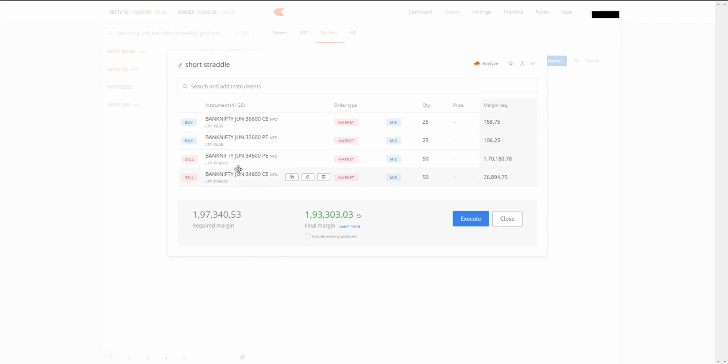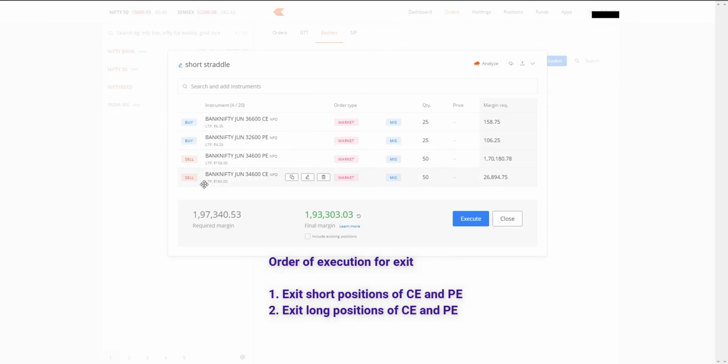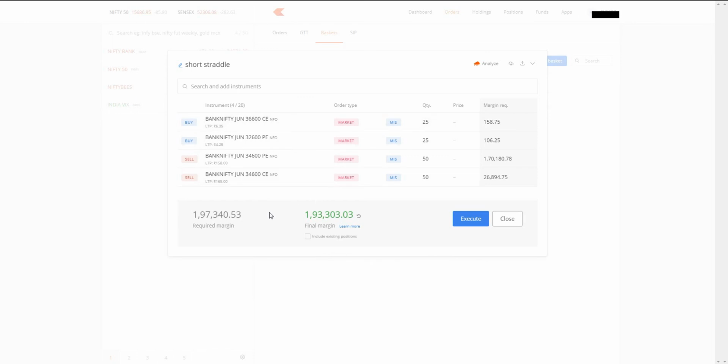And third is, when you are exiting the position, don't exit the buy options first and then the sell. First you need to exit the sell positions, and then you need to exit the positions where you have gone long. Okay, that is how you need to do it. So this is how the order of execution should be, or else you will be facing some margin penalties if you don't have enough margin in your account.